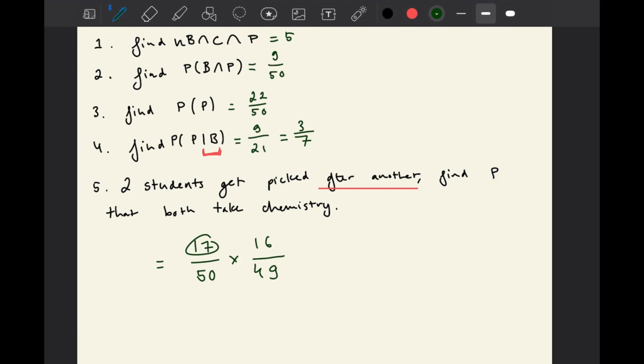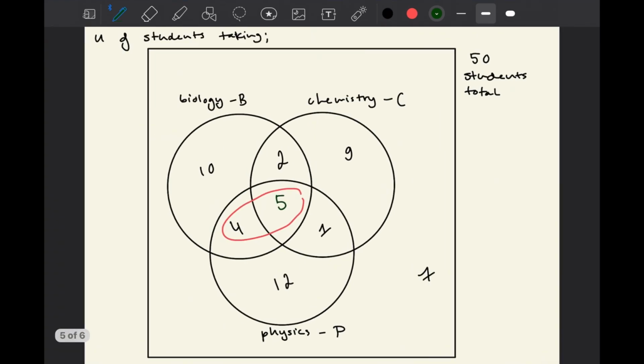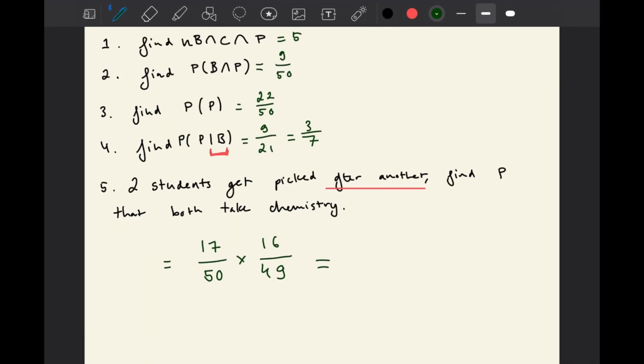Why? Because once we took this out, we didn't only take them out from chemistry, we took them out from the whole sample because chemistry is part of the whole sample, right? So what is that going to equal? 17 times 16 is 272, and 50 times 49 is 2,450. And the probability is a fraction, and this is not a simplified fraction, as you can tell. But we can also express probability as a decimal. But be careful, it's not as accurate. So we can say that the decimal is 0.111. This is what you get. And we can convert this to a percentage and say that the probability of this happening is 11.1%.